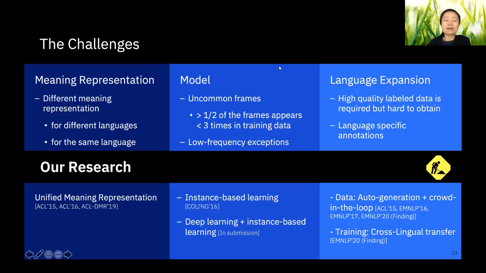The second part is building the model. If you are familiar with the SRL task and dependency parsing, you will understand that dependency parsing has much higher quality than SRL in general. The reason is that for the SRL task, we need to address the uncommon frame issue. For the same frame, many of them only appear a couple of times in the training data. There are a lot of low-frequency exceptions. Today I will not have time to go into the details.